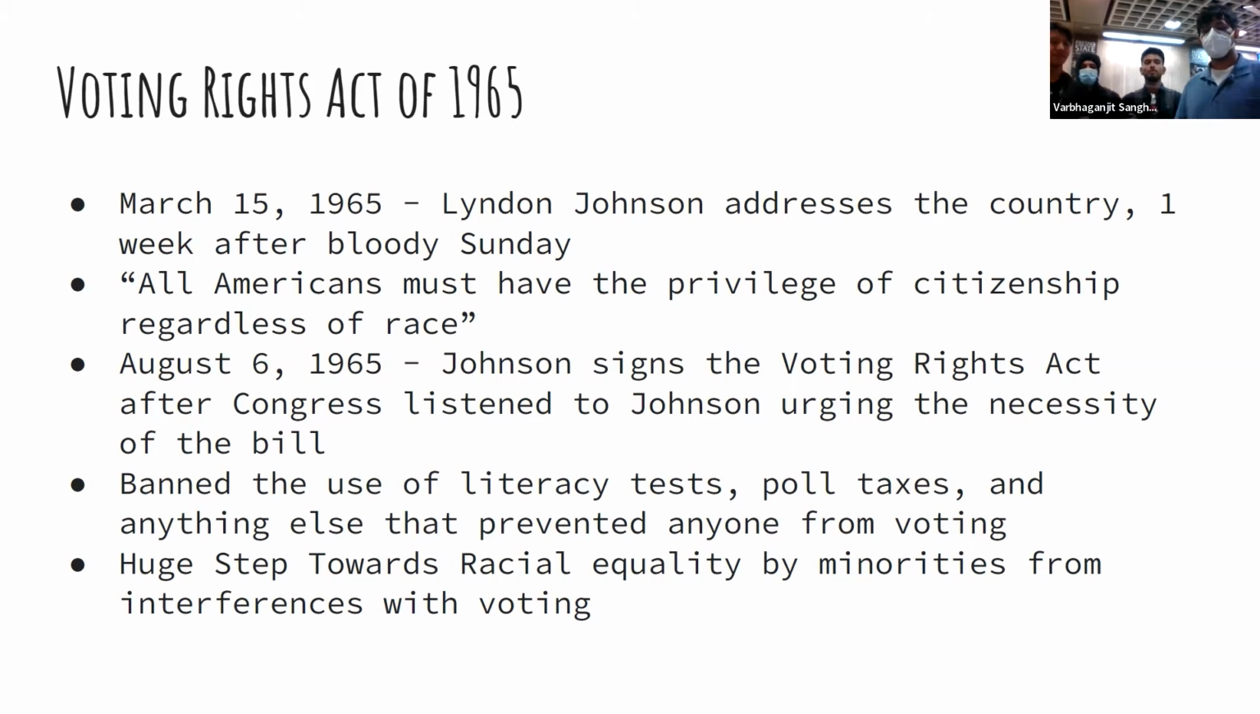So in 1965, the Voting Rights Act went through. On March 15, 1965, Lyndon Johnson addressed the country 1 week after Bloody Sunday, a simple massacre. All Americans must have the privilege of citizenship regardless of race. That is what he said when he was addressing the country. And on August 6th, Johnson signed the Voting Rights Act because Congress listened to him, urging the necessity of the bill.